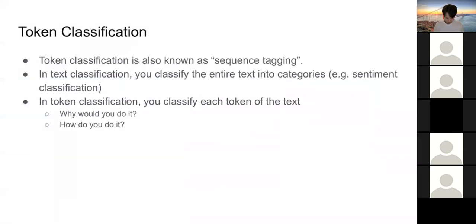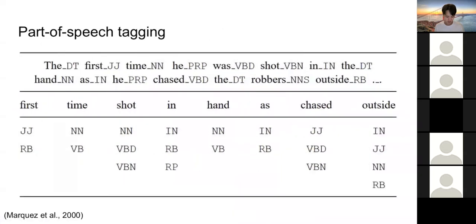Okay, and we talked about token classification briefly. We said that token classification is also known as sequence tagging. In text classification, you classify the entire text into categories, but in token classification, you classify each token of the text. A natural question then is, why do you want to do that? And number two is, how do you do it? Why you want to do it is quite obvious, because in many NLP tasks, you want to classify each token. For instance, part of speech tagging is telling whether each word is a verb, determiner, noun, phrase, etc. We have to classify each token, not the entire text.